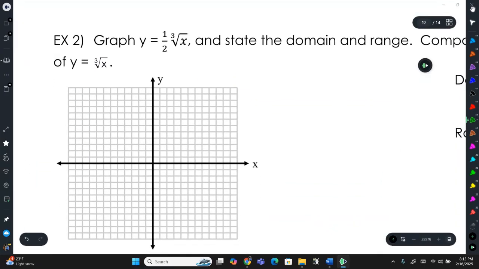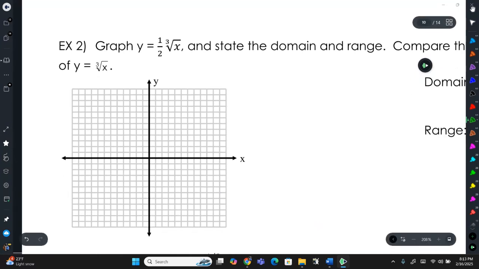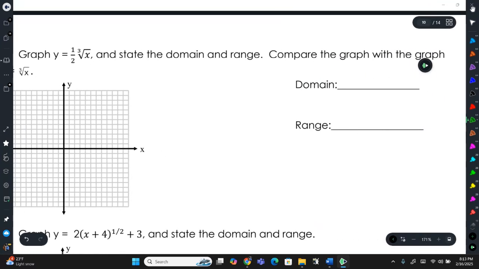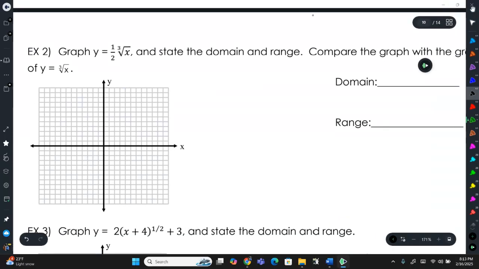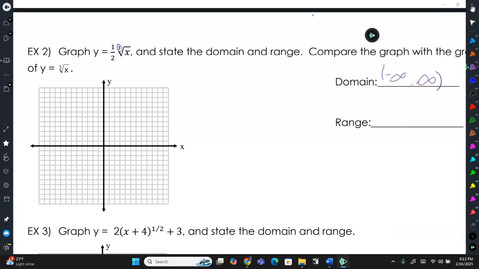The next page we have a cube root graph. y equals 1/2 times the cube root of x, state the domain and range, and compare with the graph of y equals the cube root of x. Well, because it's the cube root of x, -infinity, infinity for domain and range. For a cube root, that will always be the case.